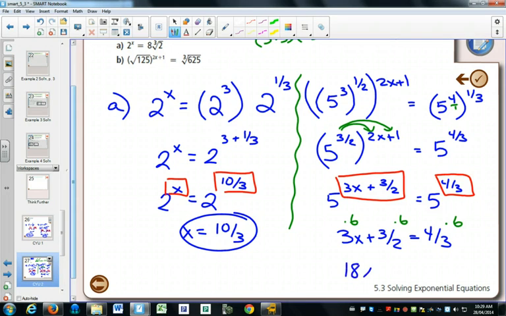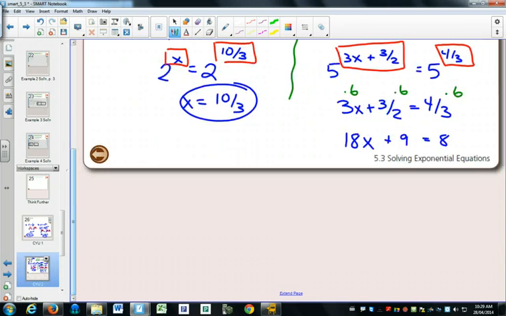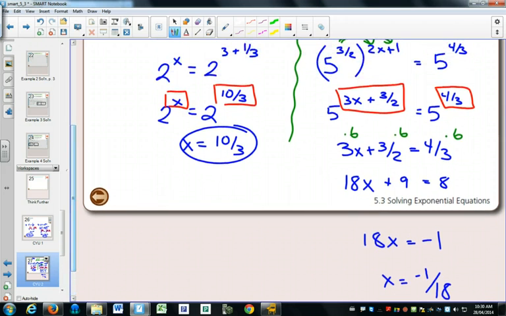And I'll have 18x. Here, 18 over 2 will just be plus 9. And here, I'll just get 8, and I have no fractions. And the solving becomes quite easy. Subtract 9 on both sides. 18x equals negative 1. Divide by 18. Negative 1 over 18. Any questions on that, any of the steps?